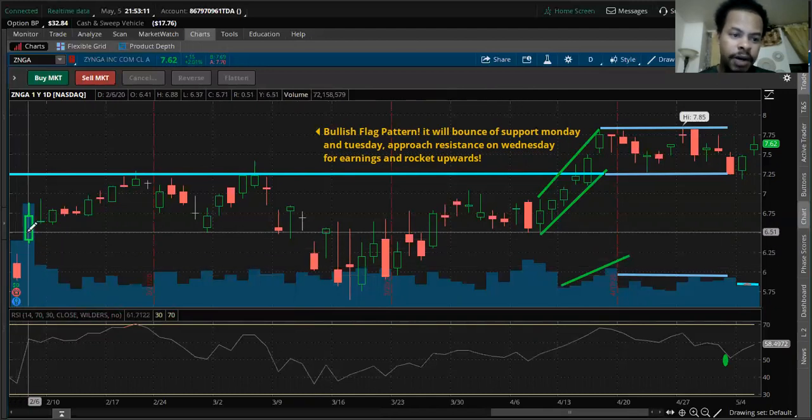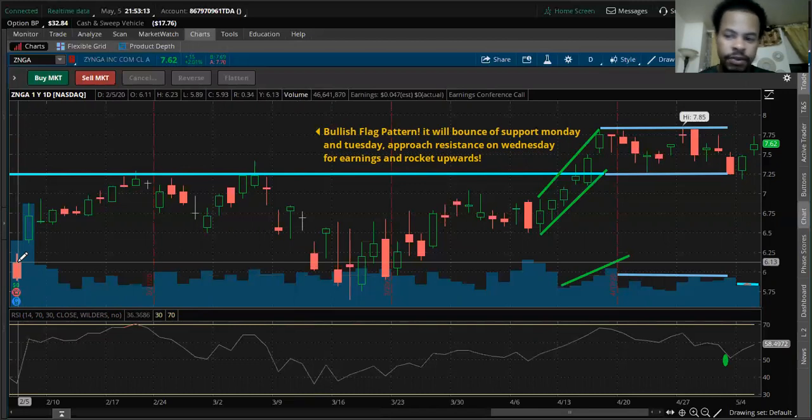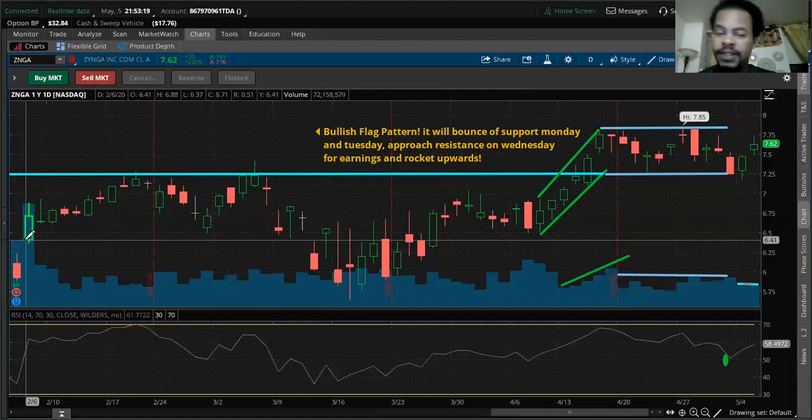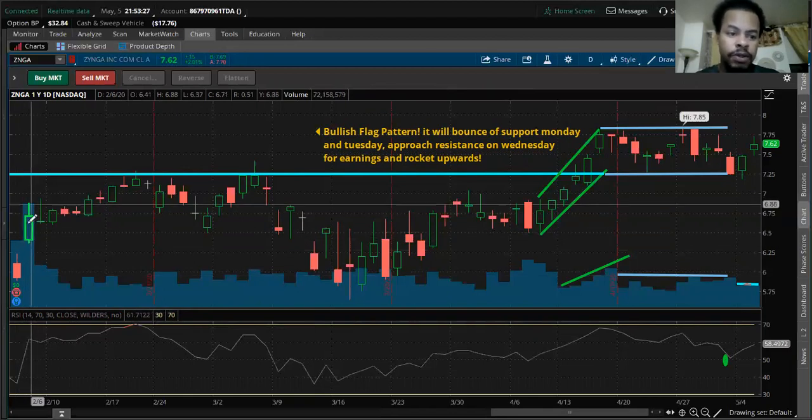We had a gap up, so that means that it closed at 6.13, and then the next day it opened at 6.41. So overnight it gapped up. That's an extreme. And then overall, that day it ended up closing at 6.73.